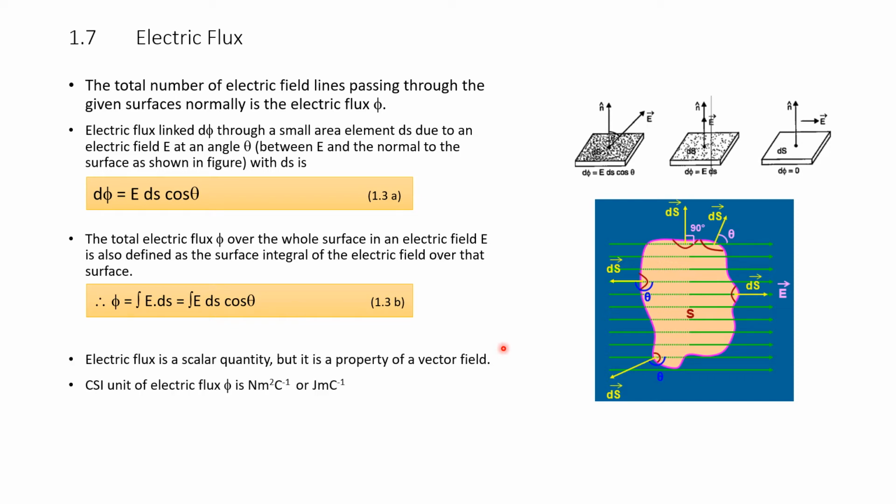Electric flux is a scalar quantity, but it is a property of a vector field. The SI unit of electric flux is newton meter squared per coulomb, or joule meter per coulomb.